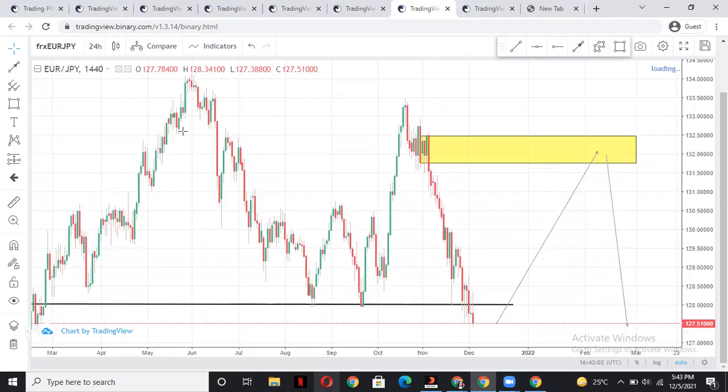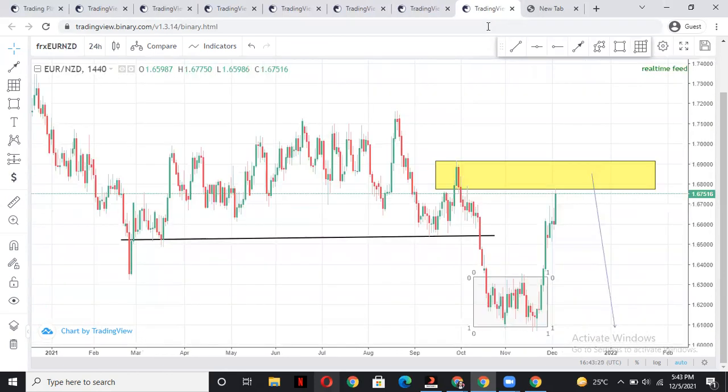Then Euro JPY, we have a break of structure. Then, like I told you, whenever there is a break of structure, price will always create another block. And these are other block areas. So probably in the course of the week, I'm expecting a pushback to this area. Then we look for selling opportunity and shoot it to the downside.